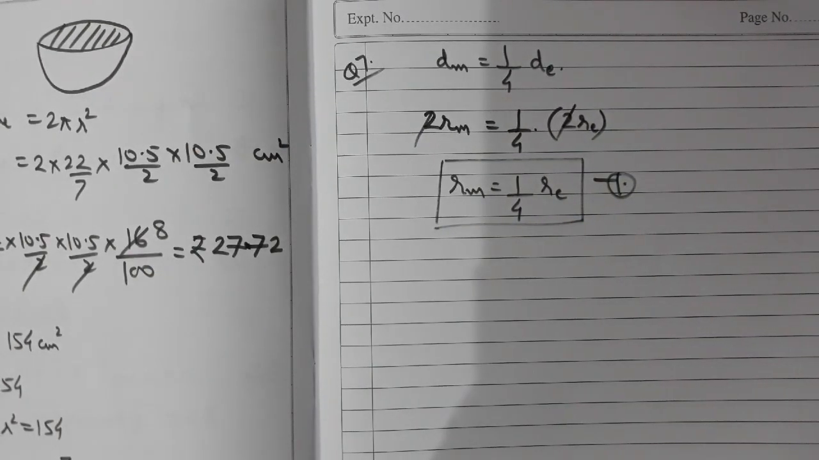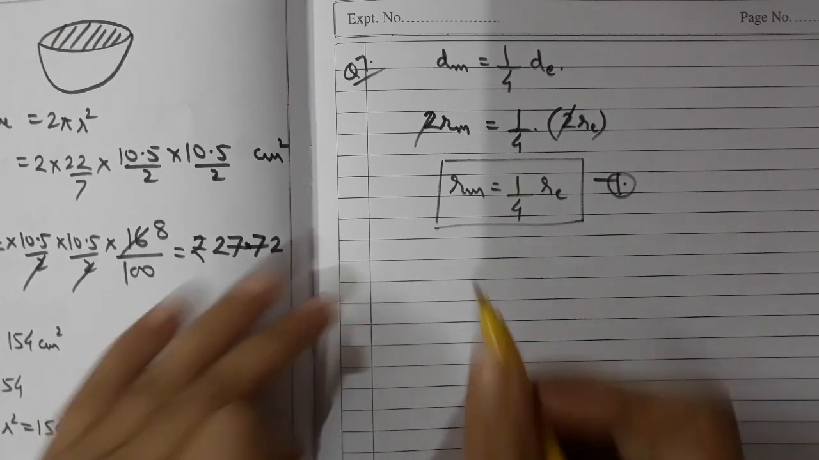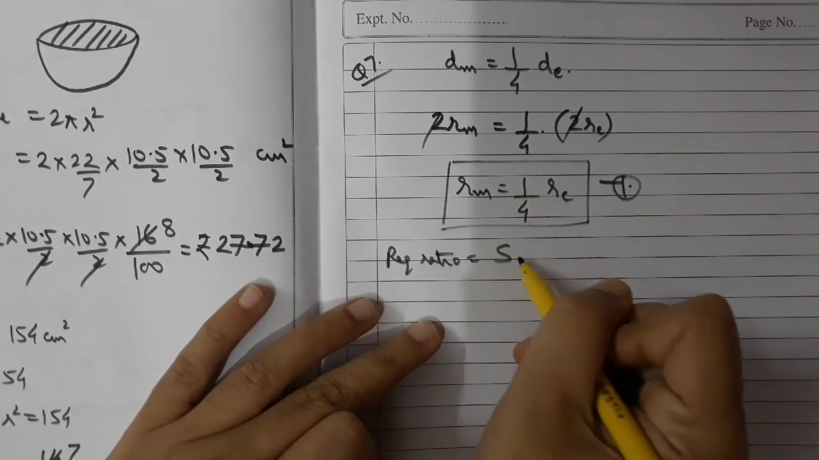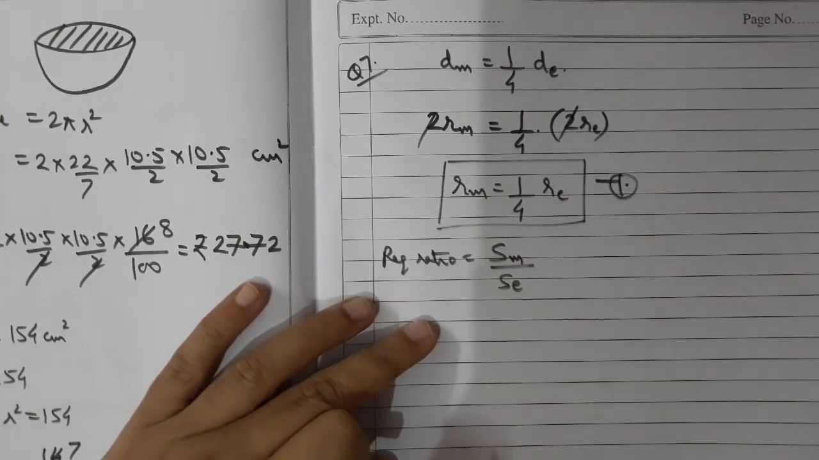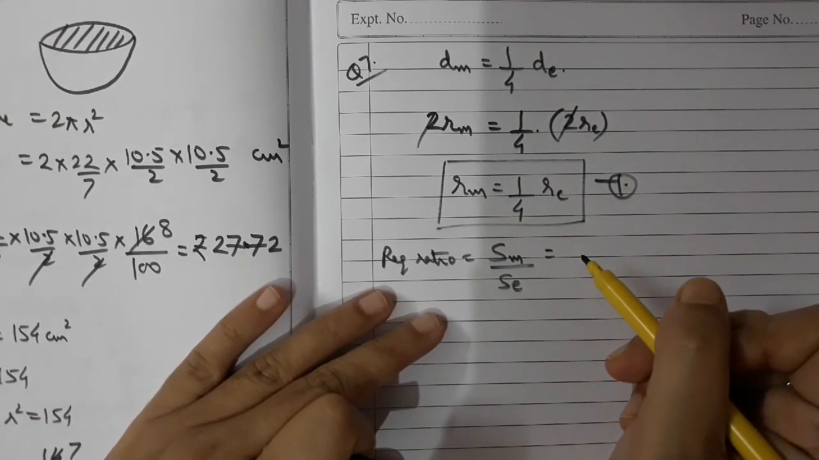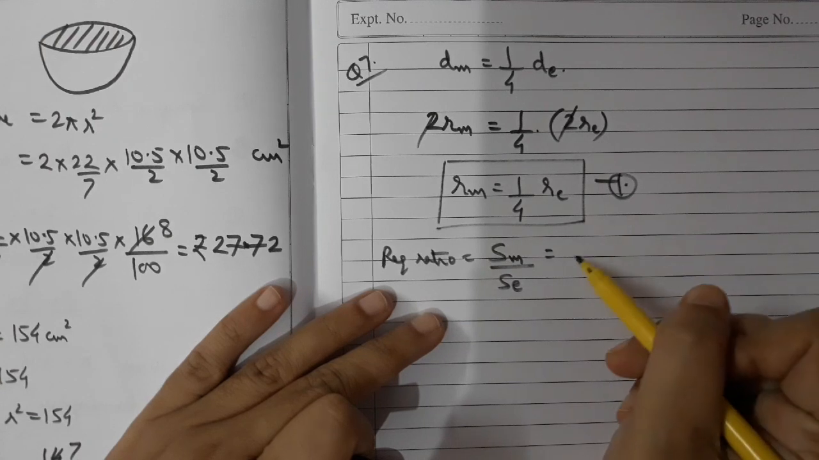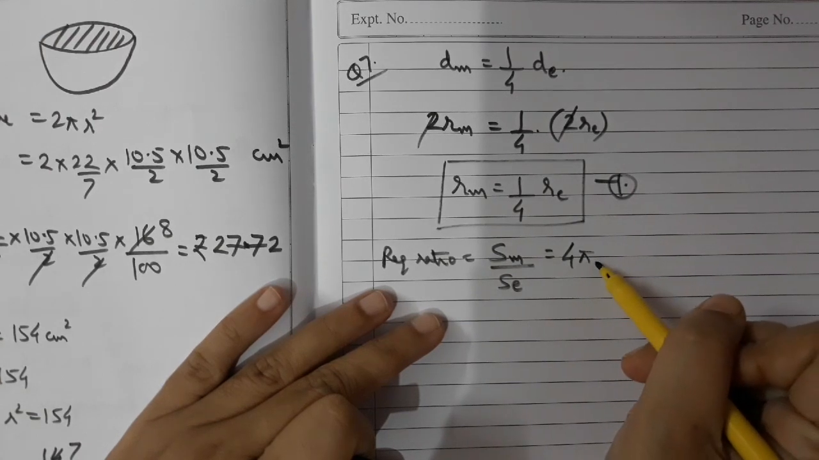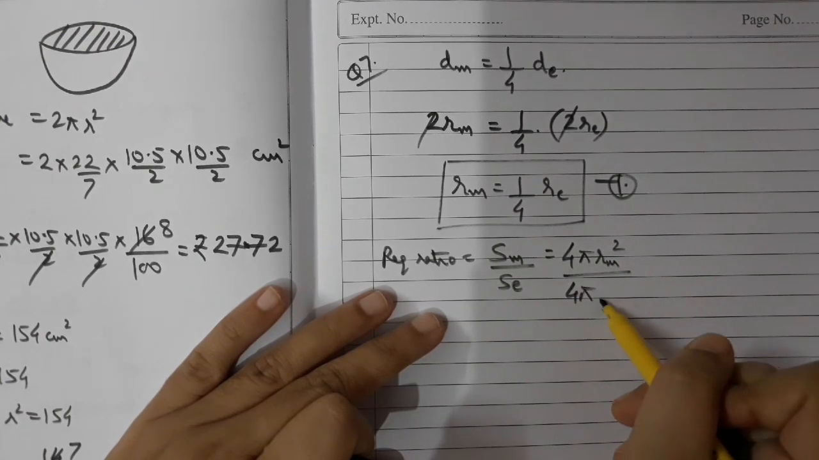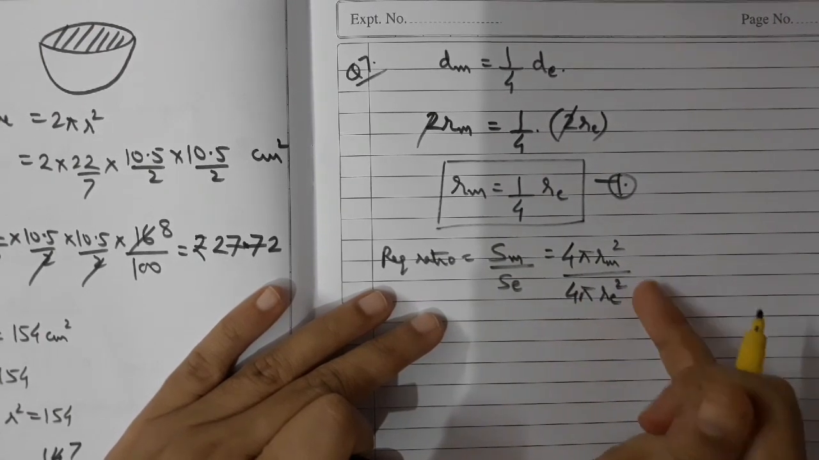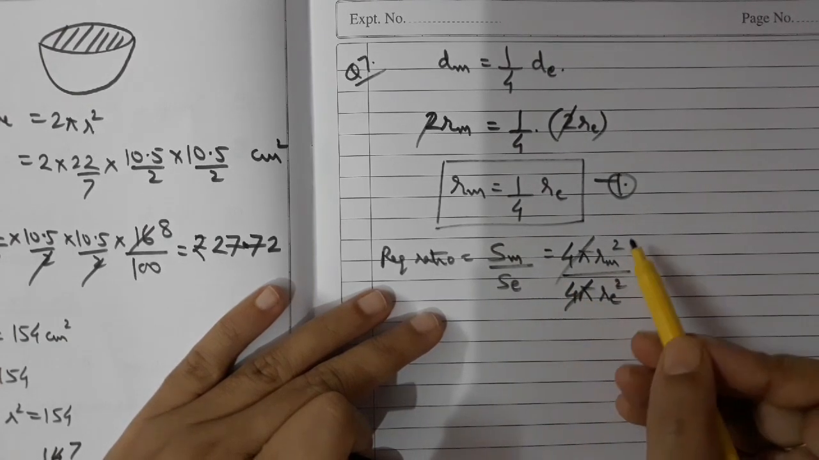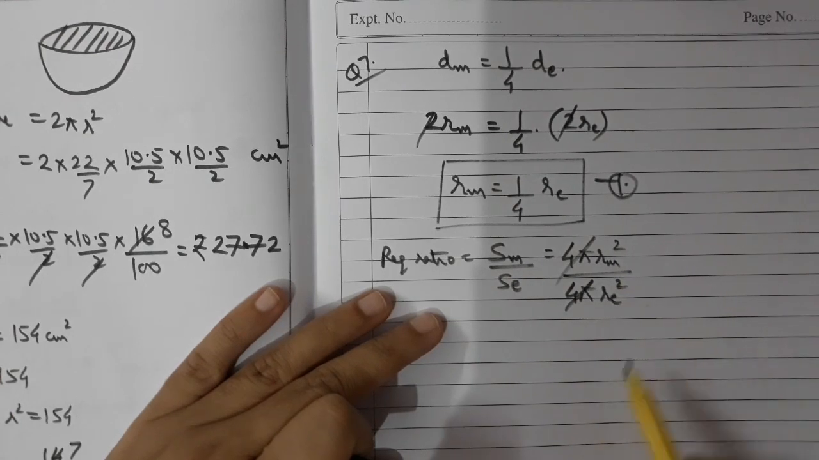Now we have to find the ratio of surface areas. So the required ratio would be equal to the surface area of the moon upon the surface area of the earth. Since the moon and earth are spherical, the surface area would be 4 pi rm square, radius of the moon, upon 4 pi radius of the earth square. So 4 pi and 4 pi get cancelled and we obtain rm square upon re square.